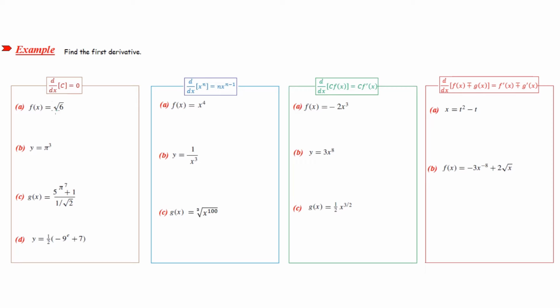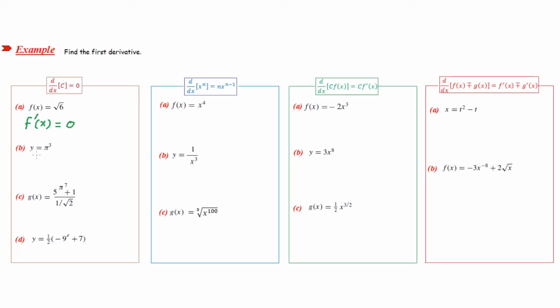And if you see, you have a constant in each part. So for the first part, f of x equals radical 6. Radical 6 is a constant. So if you want to find the first derivative, f prime of x, it is equal to 0 because the function is a constant.